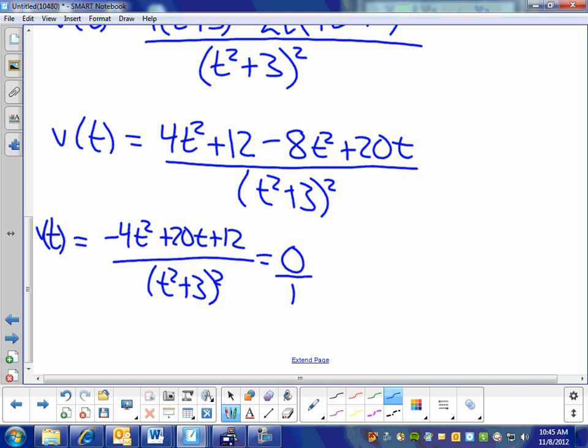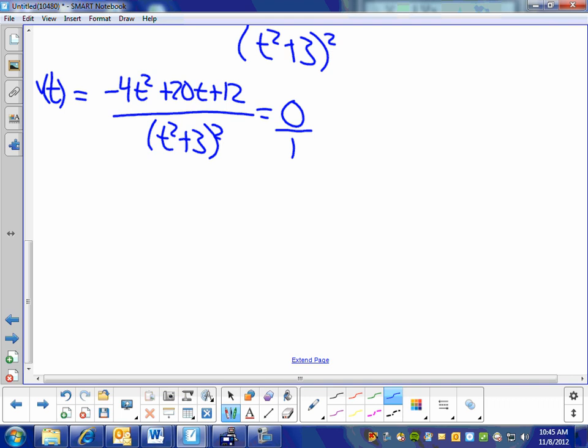If the numerator is equal to 0, then the rational function is equal to 0, assuming that at that spot you can actually plug in a value, that there's domain there, and there is. So all we need to do then is set this numerator equal to 0. Well, what type of a function is that? The numerator, quadratic.